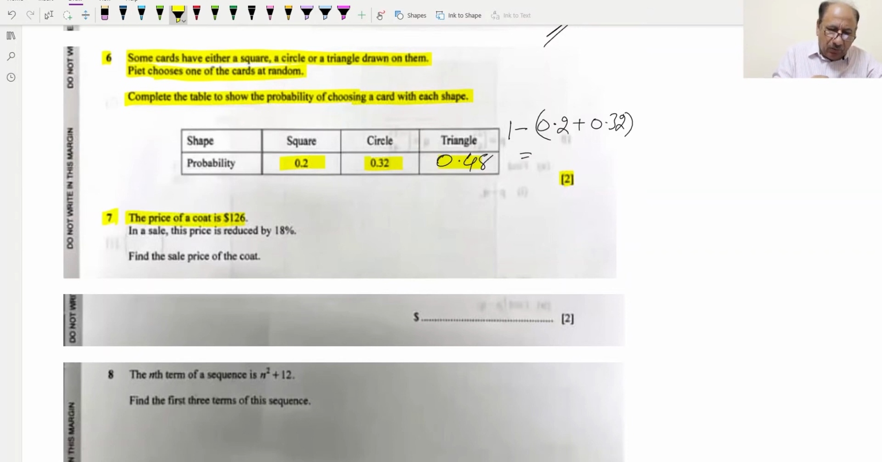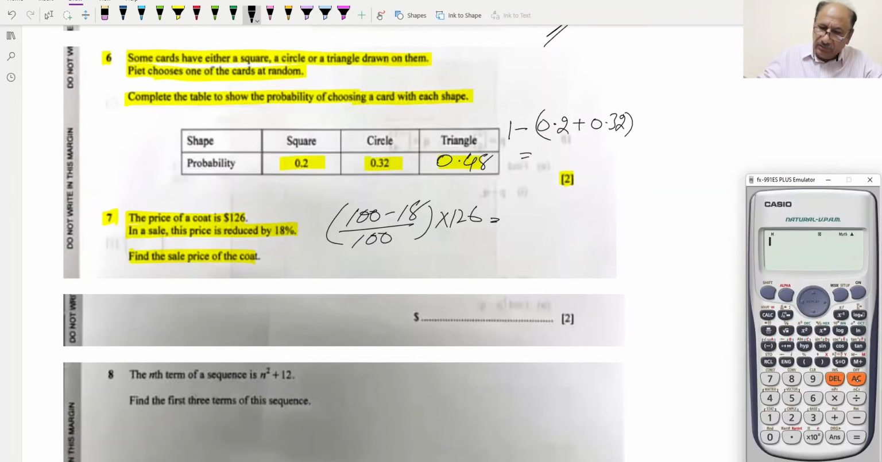The price of a coat is $126. In a sale, this price is reduced by 18%. So for a reduction of 18%, we take 100 minus 18 and divide by 100. So the percentage reduction, and the price is 126, and we can calculate. They are saying find the sale price of the coat.